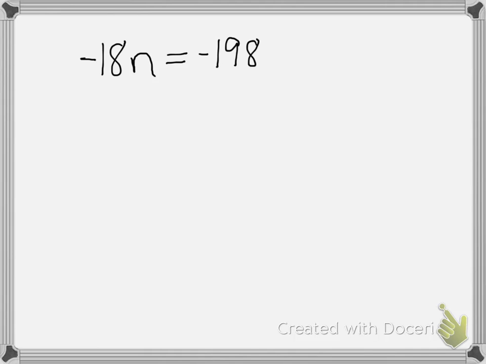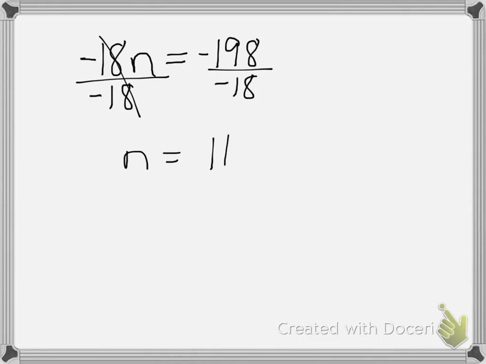This is negative 18 times n, so I'm going to do the inverse and divide by negative 18. Negative over negative becomes a positive. That's 1. 1 times n is just n. Negative 198 divided by a negative 18. A negative divided by a negative makes it a positive, and it is 11. Plug it back in and check. It works. Negative 18 times a positive 11 is negative 198.